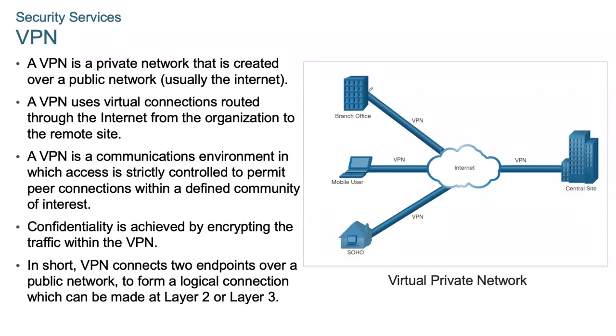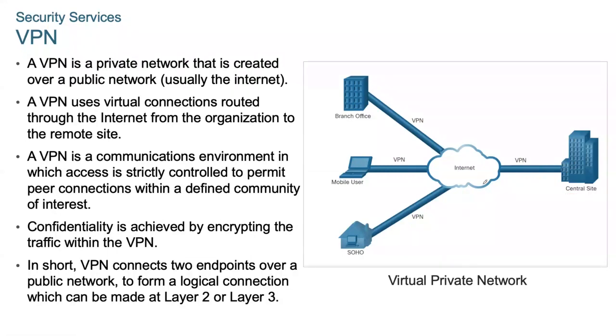When all these tunnels connect at the edge router of this network, all the traffic coming from your branch offices, mobile users, and small office or home office will be combined here and go to your main office.